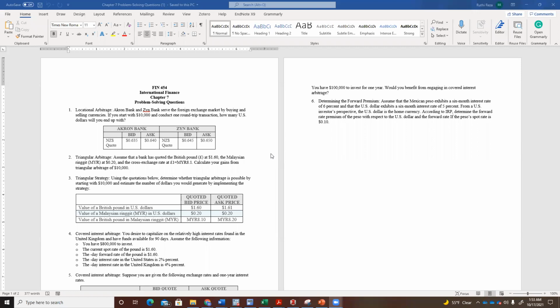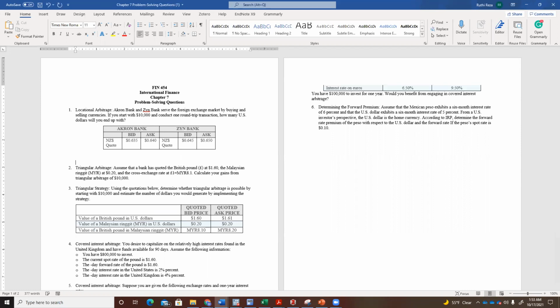Today we are gonna see the problem solving part of chapter number 7. In this chapter, the very first question we are gonna solve is about locational arbitrage. In locational arbitrage, you need to find out if you can buy a particular foreign currency at a cheaper rate from a particular bank and then sell that particular currency at a higher rate at another bank.